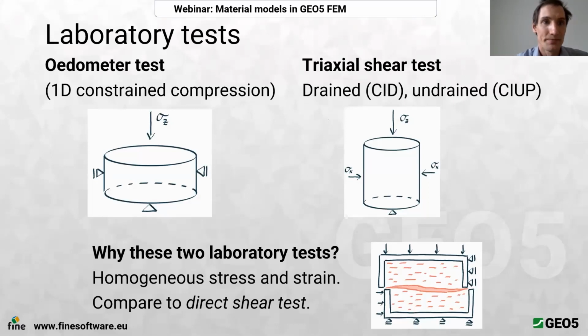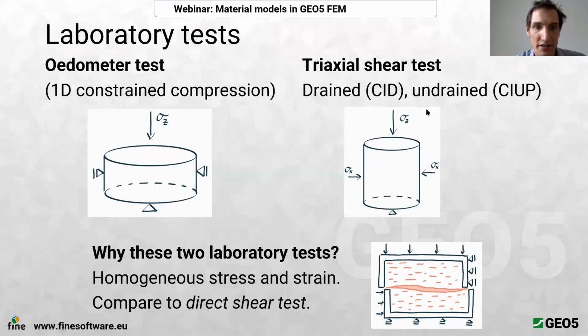Okay, so in this talk, I will mention two laboratory tests which are quite prominent when you deal with some constitutive law or some material model. These two laboratory tests are the oedometric test, which is sometimes called 1D constrained compression. This is, I think, one of the most basic laboratory tests made on soil samples. And the second one is the triaxial shear test, which can be drained or undrained.